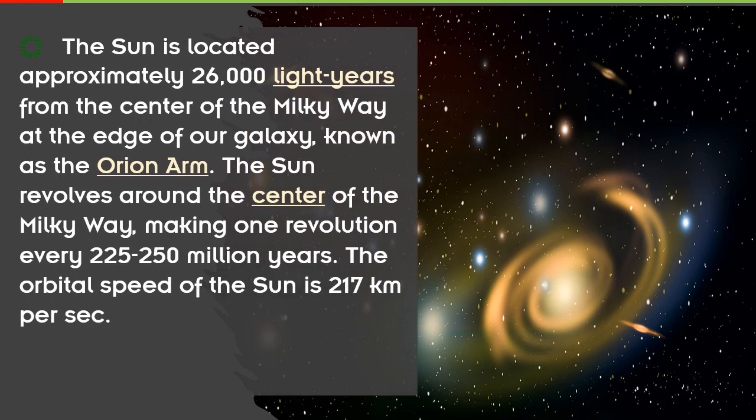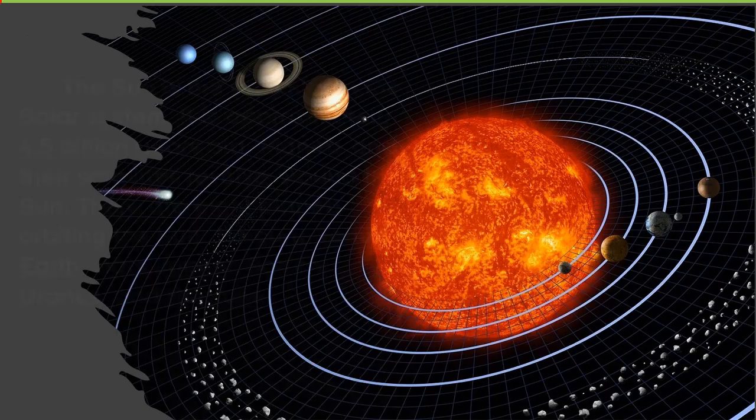The Sun is located approximately 26,000 light-years from the center of the Milky Way at the edge of our galaxy, known as the Orion Arm. The Sun revolves around the center of the Milky Way, making one revolution every 225 to 250 million years. The orbital speed of the Sun is 217 kilometers per second.